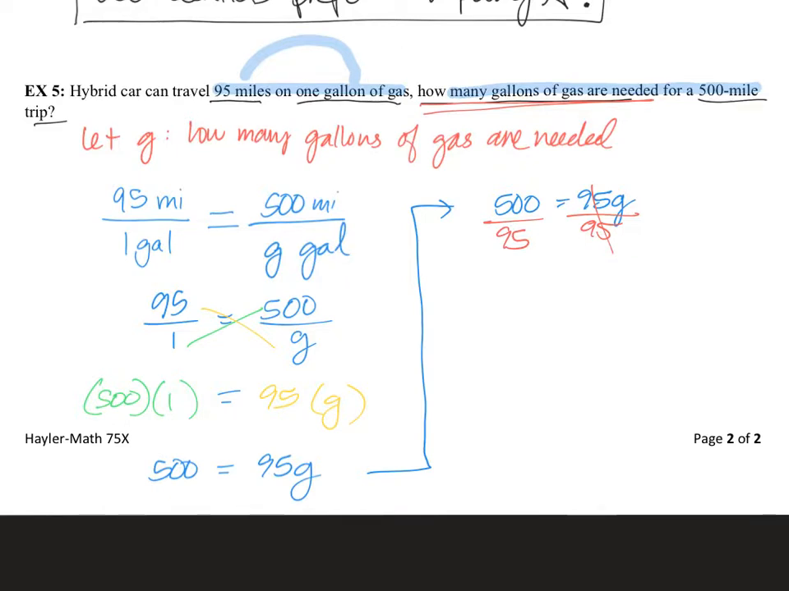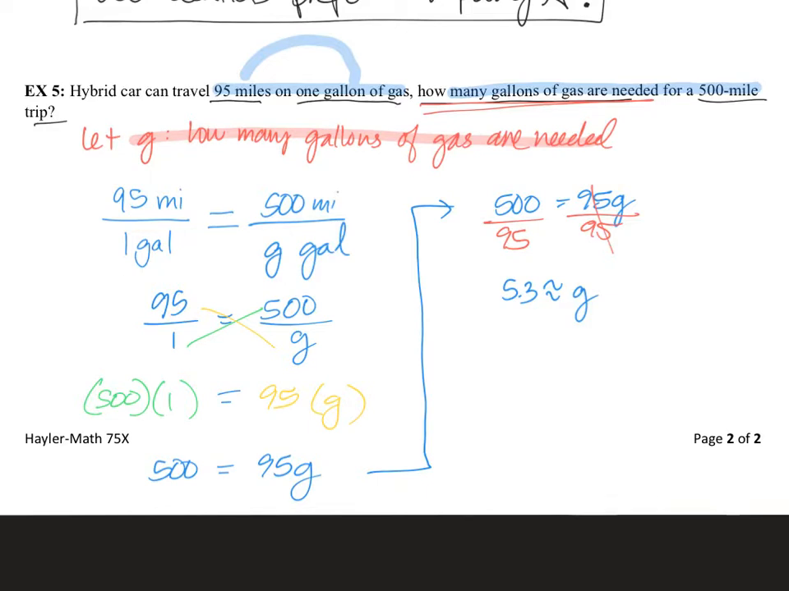Oh, that's uglier. Okay, wait. Nice, there we go. G is about 5.3. So what did G stand for again? What does this mean? Remember, word problems always should have meaning associated to them. So G is the amount of gallons of gas that are needed.